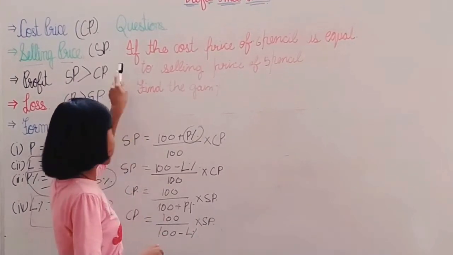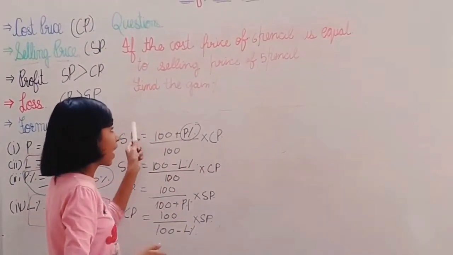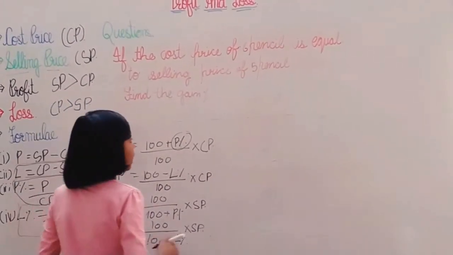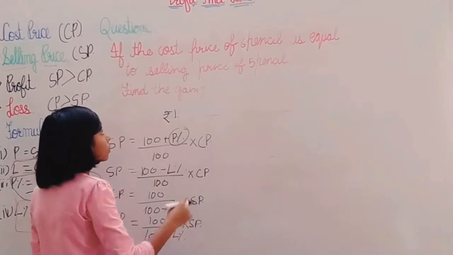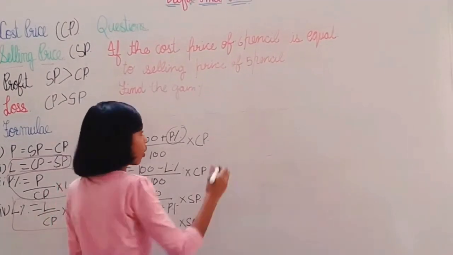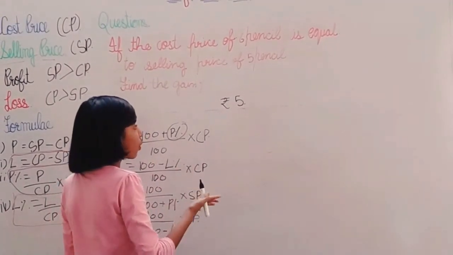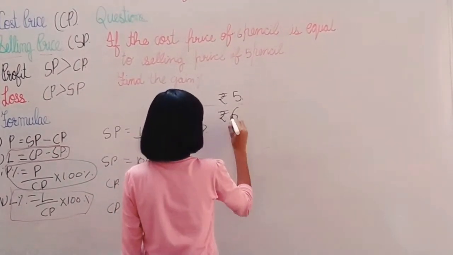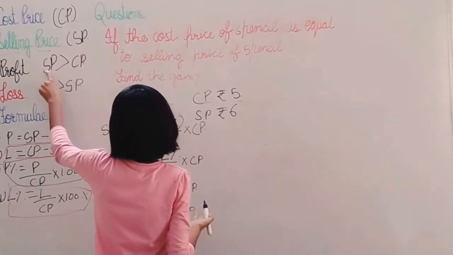So friends, the question is: if the cost price of 6 pencils is equal to the selling price of 5 pencils, find the gain percentage. This question looks tricky, but it is easy to solve. Assume that the cost price of 1 pencil is rupees 1. So the cost price of 5 pencils would be rupees 5, and the selling price of the 5 pencils is rupees 6. This is CP and this is SP. So we are in gain, as SP is greater than CP.